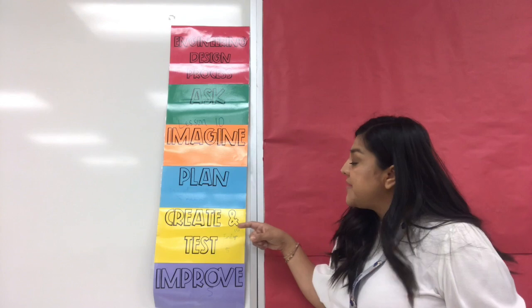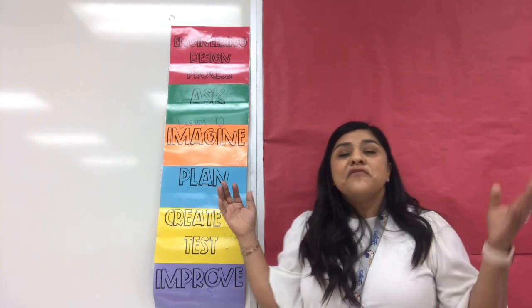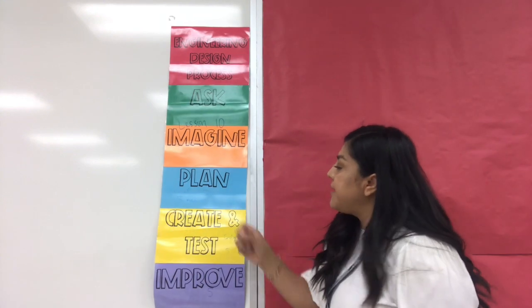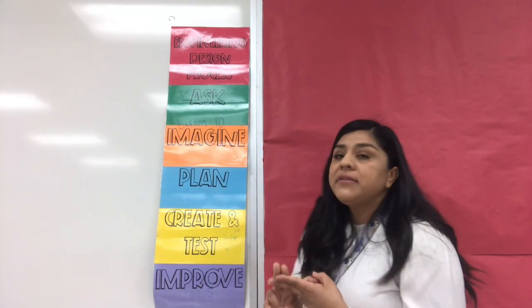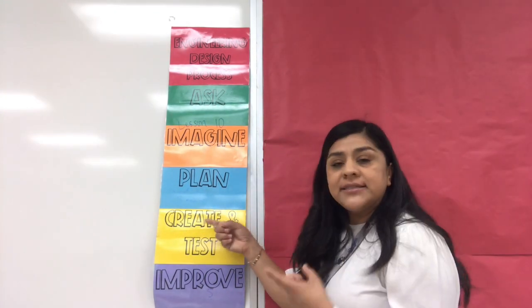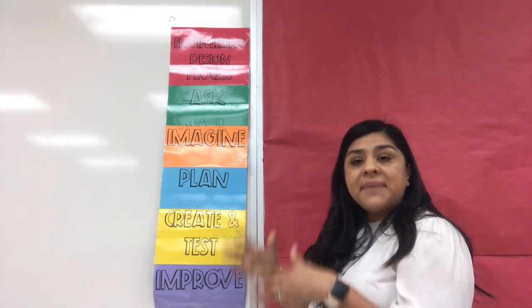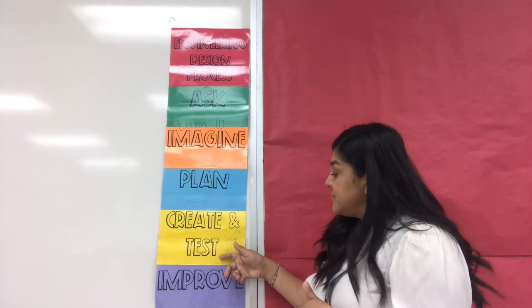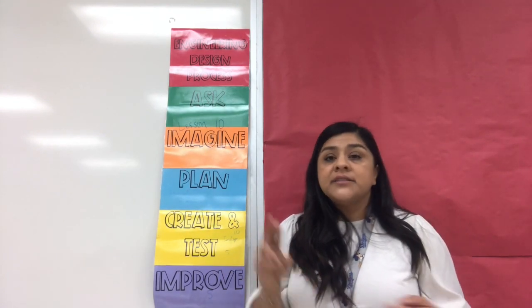The next part would be the create. They follow the plan and they test the outcome. They look at the plan, what did they draw, what did they make, and then they create something. So they build it, they make it, and then they test. Okay, did it work out? Did their plan go through? So they test it out.